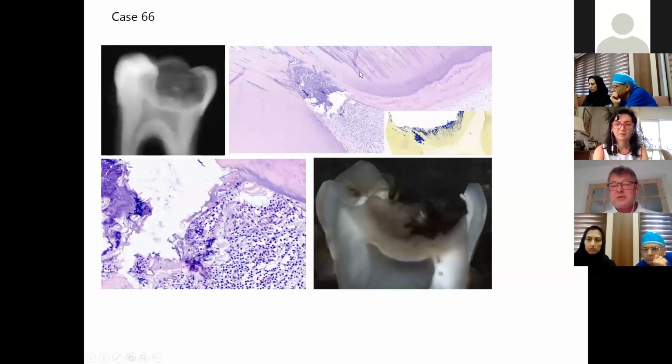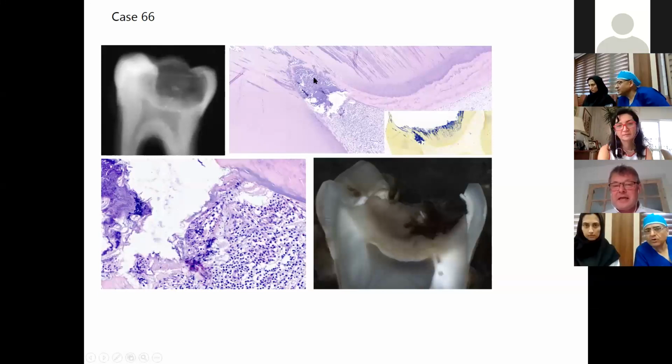I don't know whether you can see my cursor running. Can you see the cursor? We can see your cursor as well, yes.